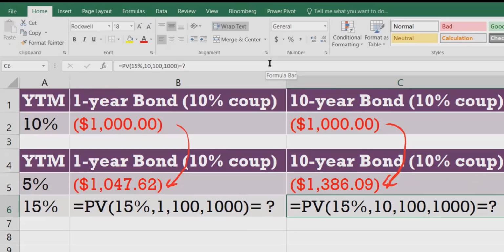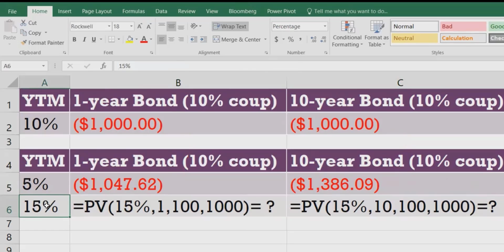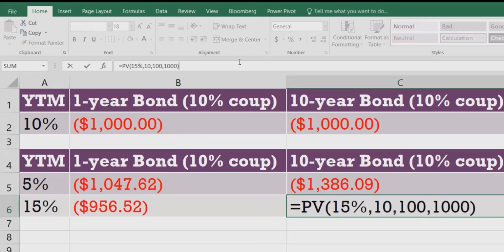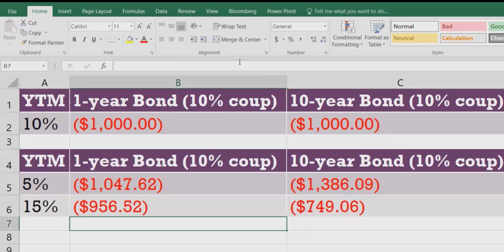Okay, now let's do the same thing with an increasing yield to maturity. So I'm going to increase the yield to maturity from 10% to 15%. Now let's click the cell and then delete these question marks. Okay, what we expect is that the prices should decrease. Okay, so they both decrease, but again, this one decreased a little, but 10-year bond decreased more than 1-year bond.